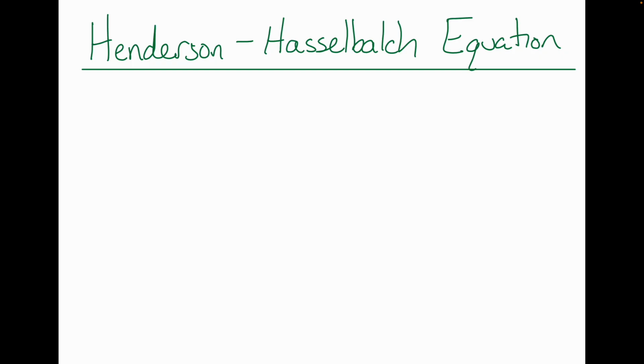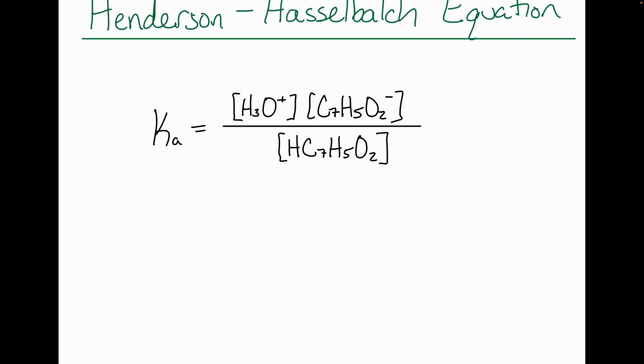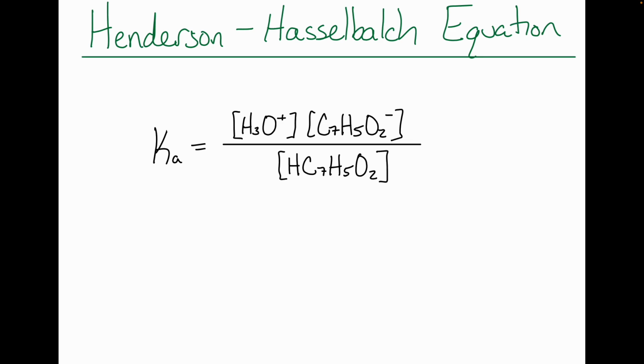All right, so we're going to take our original equation here. And as we said, what we're interested in is that concentration of our acid, right? That's what's going to allow us to find our pH. So let's just rearrange this equation so that we get our concentration of acid all by itself. All right, I'm going to multiply both sides by my acid concentration.